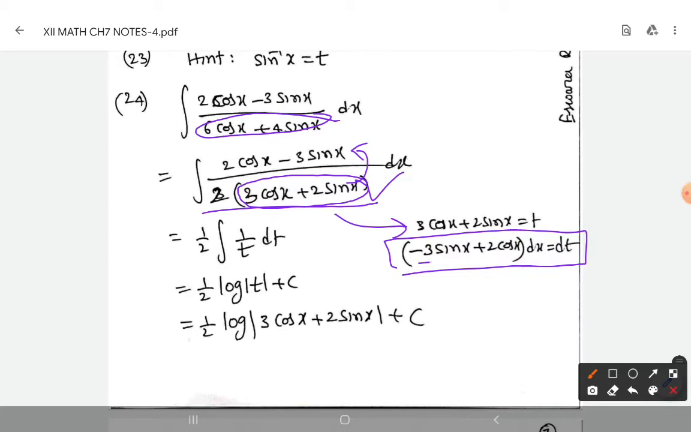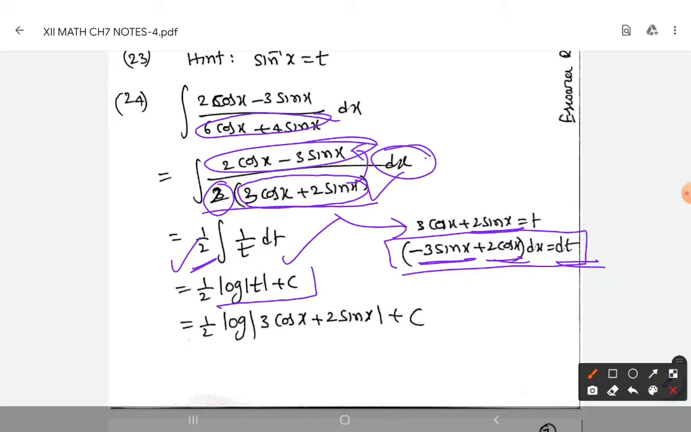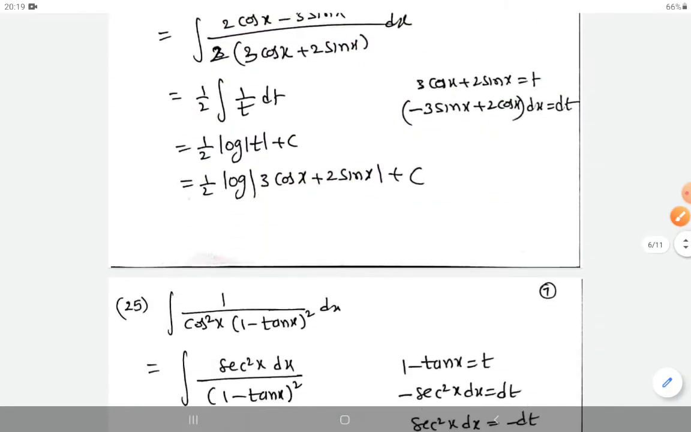3 cos x derivative is minus 3 sin x. 2 sin x derivative is plus 2 cos x. Into dx is dt. So yes, it is present here. See, same thing is there. So it is 1 by 2, because this 2 is there. That 2 will be 1 by 2 into integration 1 by t dt. So 1 by t integration is log mod t plus c. So 1 by 2 log t is the answer. Substitute it. Next question.